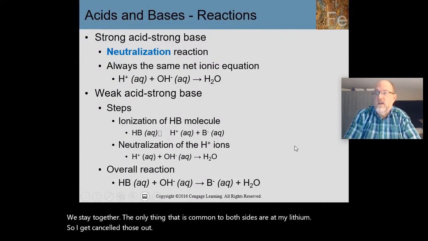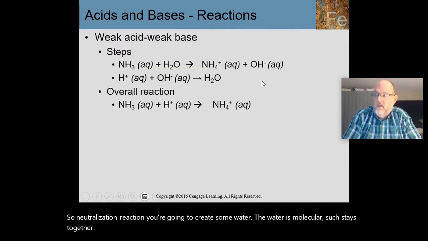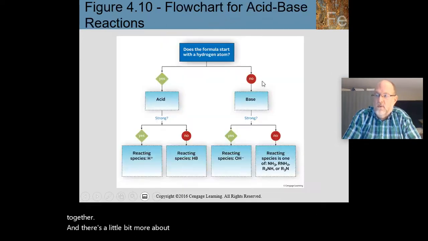So in a neutralization reaction, you're going to create the water. The water is molecular, so it stays together. And there's a little bit more about weak acids, but that's all from your book.